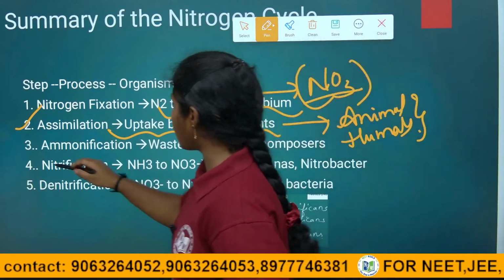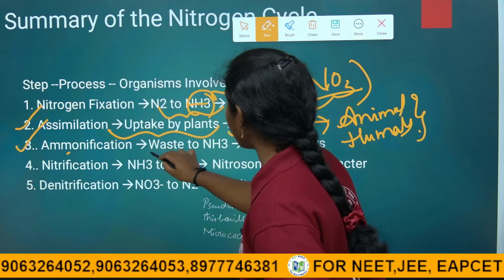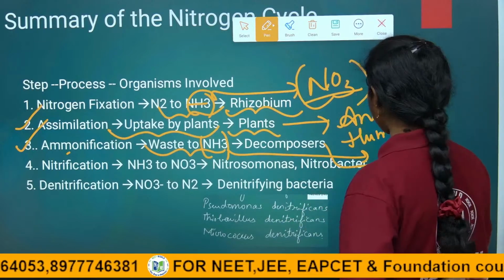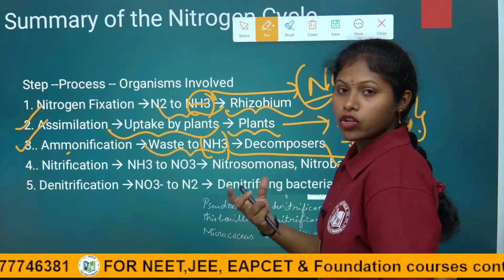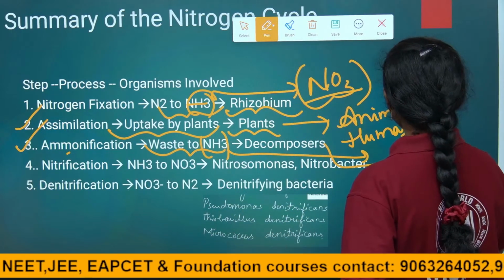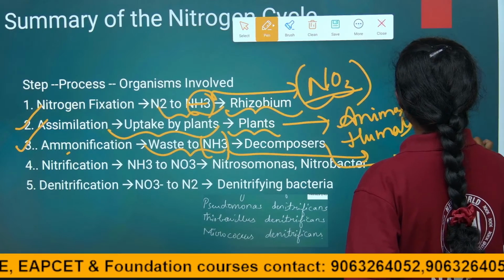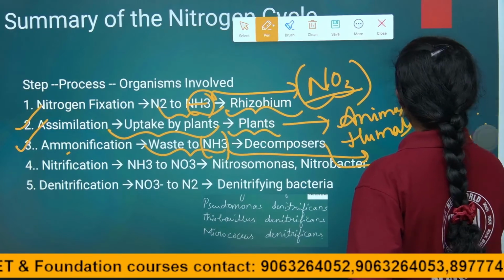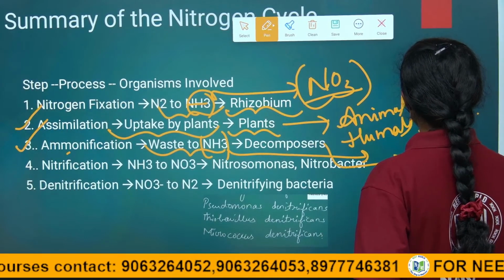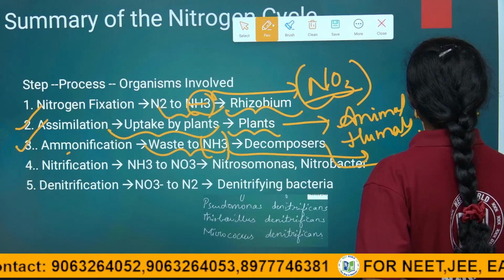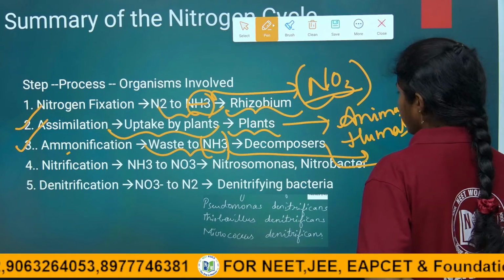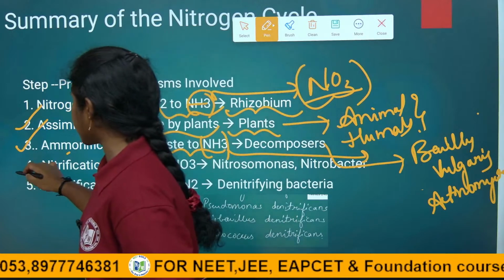Next, ammonification. In ammonification, the waste is going to be converted into ammonium compounds by the decomposers. After the lifespan of the animals, the complex organic proteins are converted into ammonium compounds by the decomposers. What are the examples? Nitrobacter, Bacillus vulgaris, Actinomycetes, these are the examples. After ammonification, the next step is nitrification.